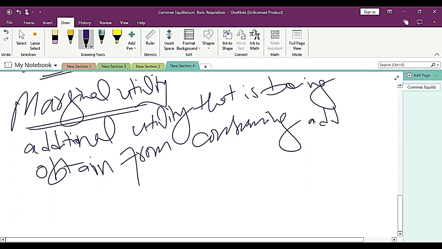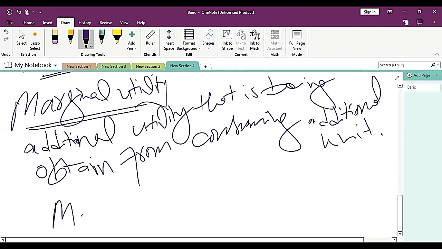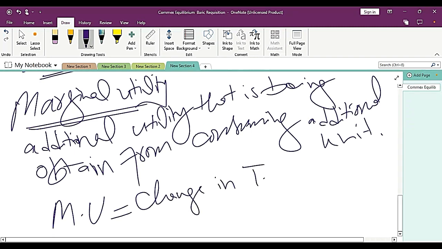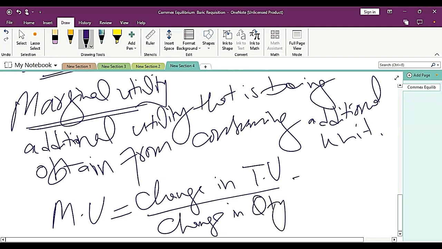So we can say that marginal utility is equal to the change in total utility divided by change in quantity or units. Symbolically, it can be written as change in total utility divided by change in quantity. So it is the utility obtained from the consumption of an additional unit.